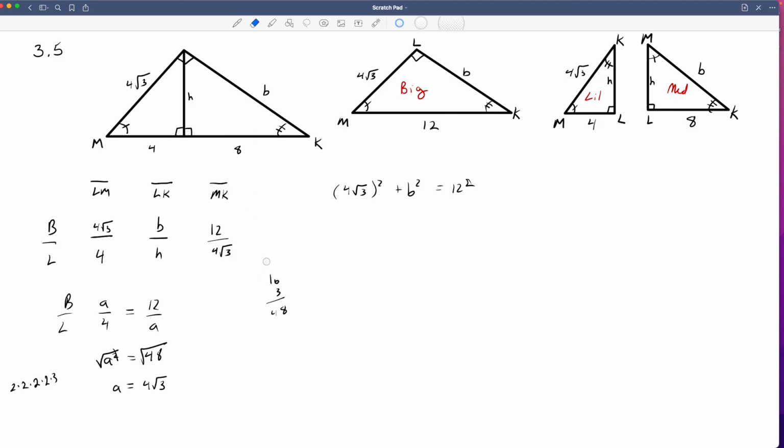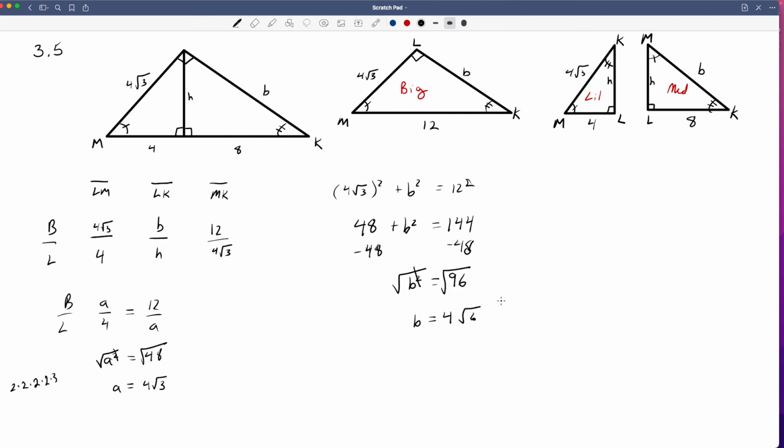My brain is not necessarily working on all cylinders today. So 48 plus b squared is equal to 144. Subtract 48 from both sides. My pen isn't working on all cylinders either. B squared is going to be equal to 96. Square root both of those. And B is equal to 4 times the square root of 6.